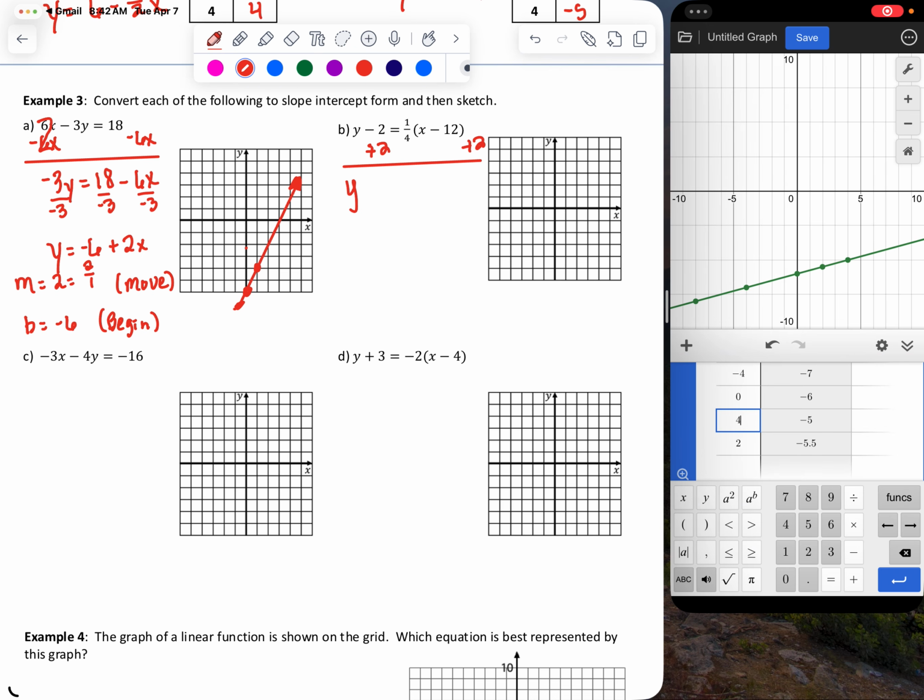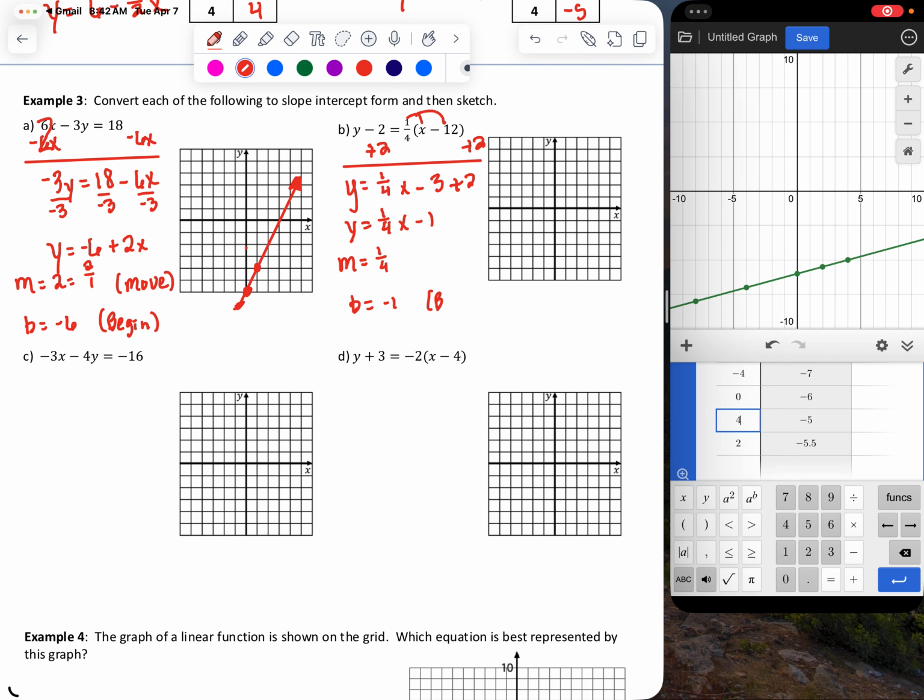So y would equal, now we'll distribute this, 1/4 x. 1/4 of negative 12 is negative 3, and then we have the plus 2. So y equals 1/4 x. Negative 3 plus 2 is negative 1. So our m is 1/4. Our b is negative 1.